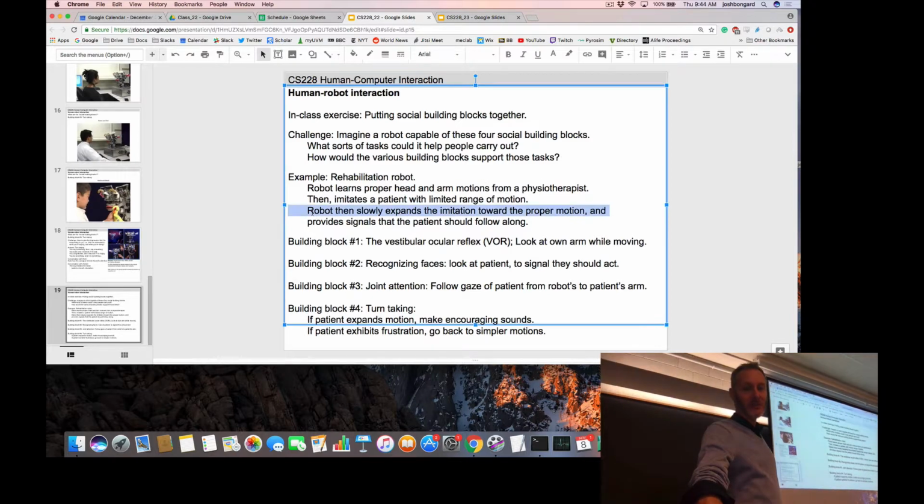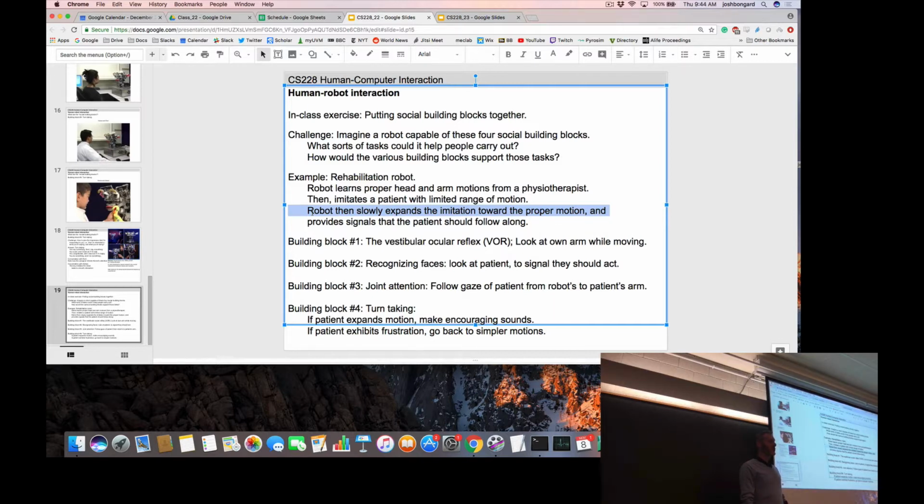The robot then slowly expands its imitation towards the proper motion. So start small and move up from there. Where have we seen that before? Scaffolding, right? So a lot of scaffolding goes into physiotherapy. When does the robot remove scaffolding and when does it add more scaffolding? When does it make things easier and when does it make things more challenging, as the person in therapy is getting better?